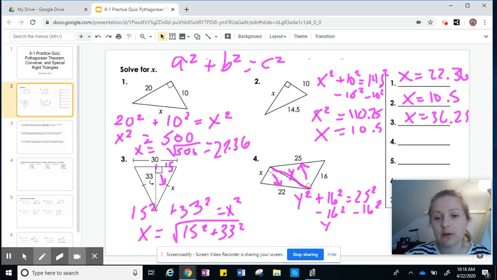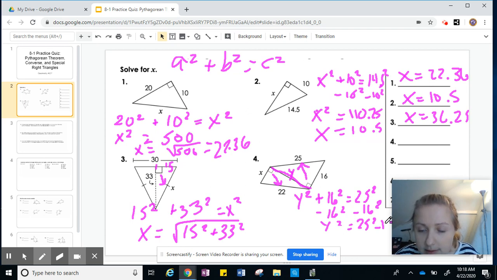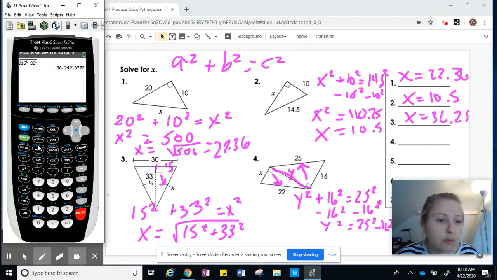So y squared equals 25 squared minus 16. Oops, I ran out of room. Let me get rid of my... So minus 16 squared. Squeeze that in there. All right, so on your calculator, again, you can do that in one step.